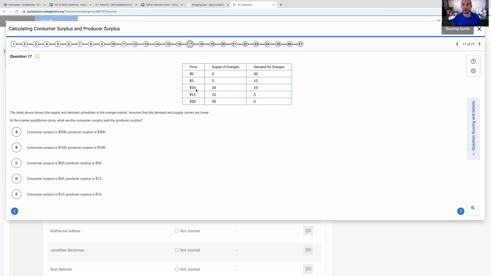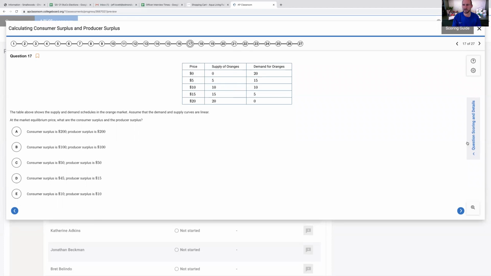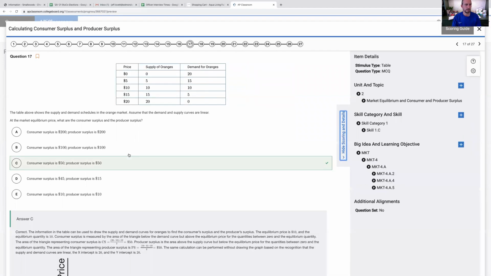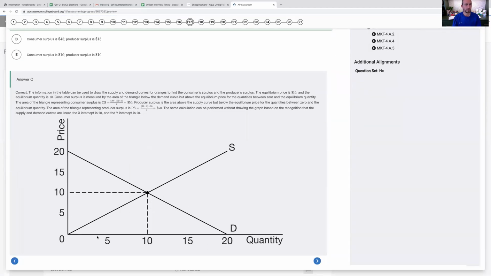So what I would tell you to do here is graph this, okay? Graph the supply and demand, put the numbers on the y-axis and the x-axis, and calculate. If you do that, it's really not that complicated. So let me show you the key here. This is what it would look like if you graphed it. You would have the market clearing price of $10.